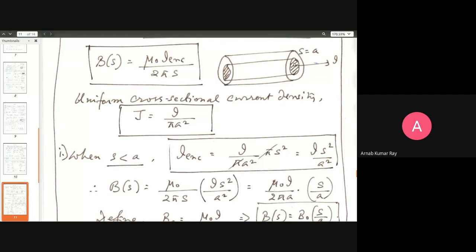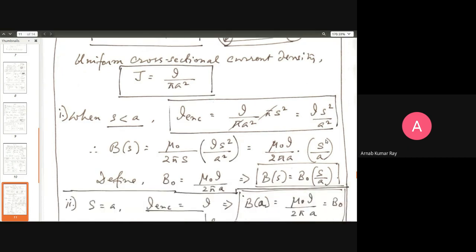Then what is the amount of current enclosed within that shaded area? Let us see. I enclosed will be the cross-sectional current density, which is I by pi a squared, into pi S squared, where S is the general radius of these daughter Amperian loops. When this loop coincides with the circumference of the wire, S will be equal to A, and immediately you'll see that I enclosed will be the total current I passing through the wire. But in this case, that is not what you have. So you will just have I S squared by A squared.